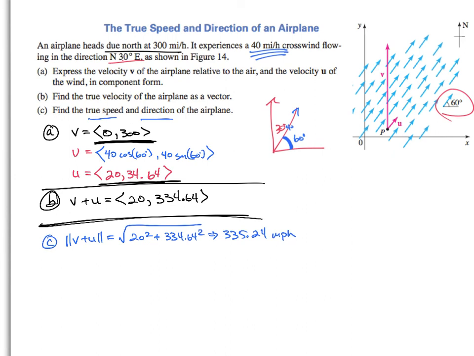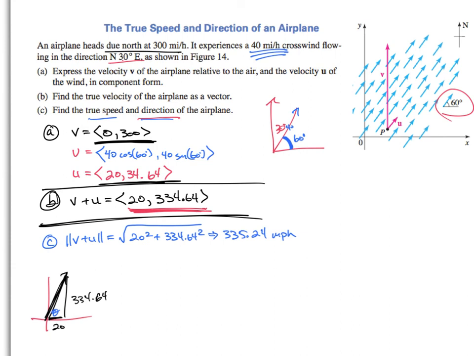And now it's asking for the direction of my airplane. Well, I always like to draw a picture. So here's my resultant that I'm looking for. And so what is that resultant doing? It's going right 20 and what? Up 334.64. And so I need to find this angle right there. Now, what quadrant is it in? It's in the first quadrant. So am I going to have to mess with anything? No, it's going to be nice.